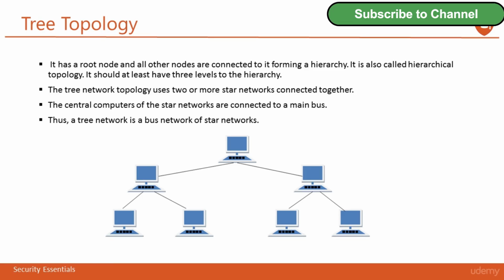The tree network topology uses 2 or more star networks connected together through the root node. So a tree topology uses 2 or more star networks, and as you can see in this architecture, the central computer of the star networks are connected to the main bus. Thus, a tree network is a grouping of star networks connected to a main bus or a root node. System 1 is the root node in the example above.